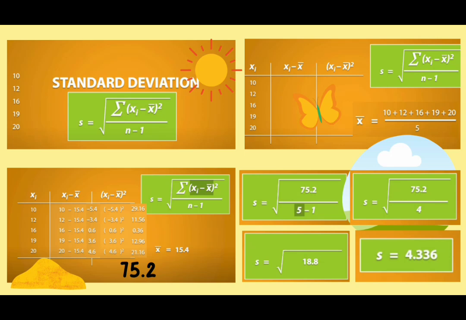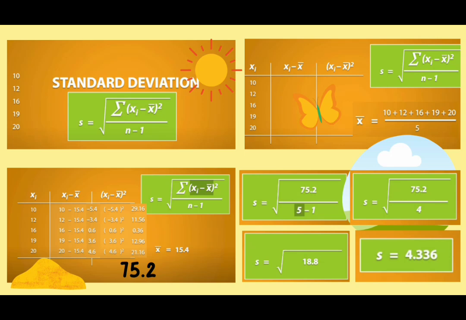It will be 15.4. Sabi dyan sa second column, para makuha natin yung x minus mean, so x, yung 10, on the third box, 10 minus 15.4, which is our mean. So, and so on. Halimbawa, 10 minus 15.4 equals negative 5.4. 12 minus 15.4 is equal to negative 3.4. And then, and so on. Halimbawa, yung next is 16 minus 15.4 equals 0.6.